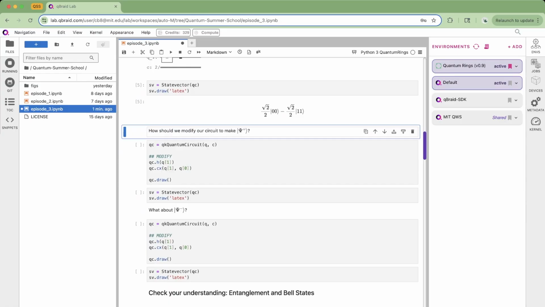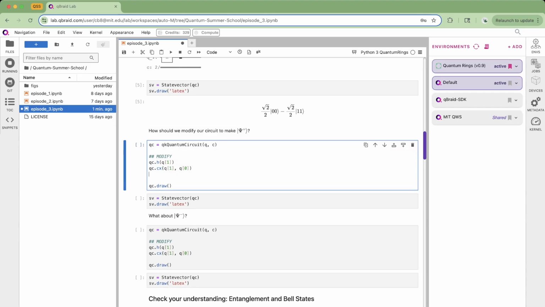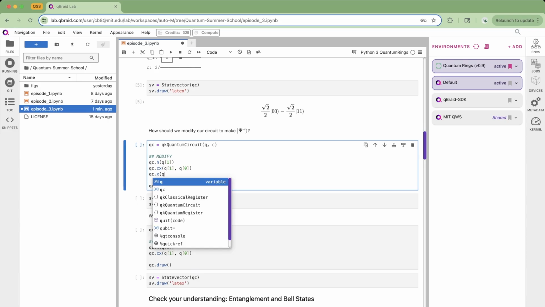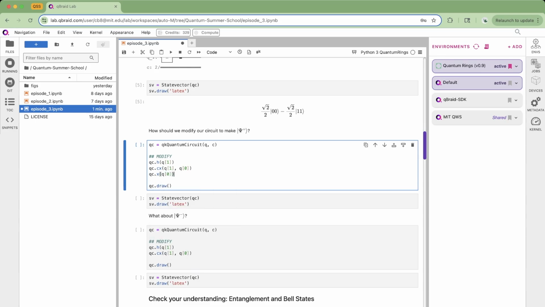Now, how should we modify our circuit to make psi plus? We want 0, 1 plus 1, 0. That means that our state has odd parity, so we need a bit flip. So let's apply a bit flip gate, the X gate, to qubit 0.